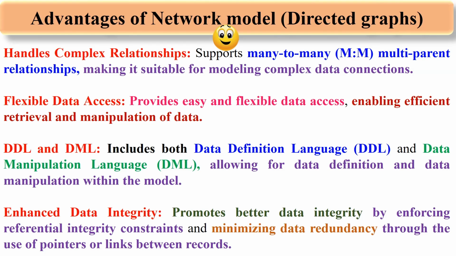Advantages of network model, directed graphs. Handles complex relationships. It supports many-to-many, M:M, multi-parent relationships, making it suitable for modeling complex data connections. Flexible data access. Provides easy and flexible data access, enabling efficient retrieval and manipulation of data. DDL and DML. Includes both data definition language, DDL, and data manipulation language, DML, allowing for data definition and data manipulation within the model. Enhanced data integrity. Promotes better data integrity by enforcing referential integrity constraints and minimizing data redundancy through the use of pointers or links between records.